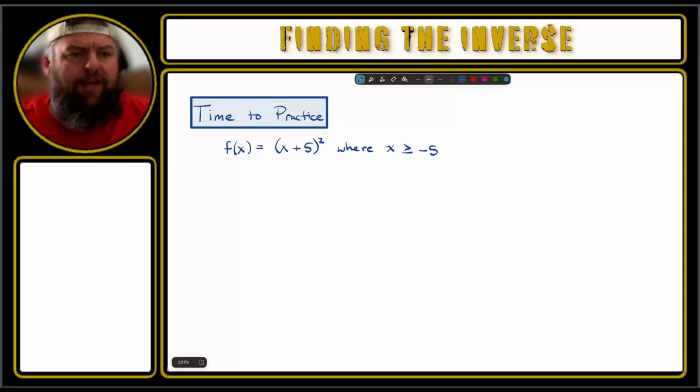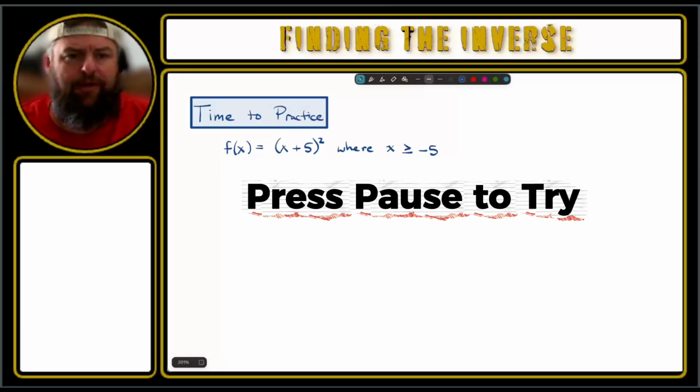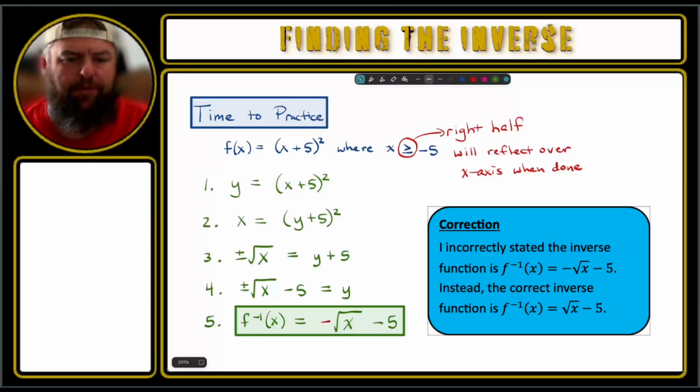At this time, practice finding the inverse, applying a domain restriction if given. f of x equals the square root of x plus 5, where x is greater than or equal to negative 5. Pause at this time and resume when you are ready to check your work. The inverse function will be f inverse of x equals x squared minus 5. The greater than or equal means that we are looking at the right half, and by the time we are done, it will reflect over the x-axis.